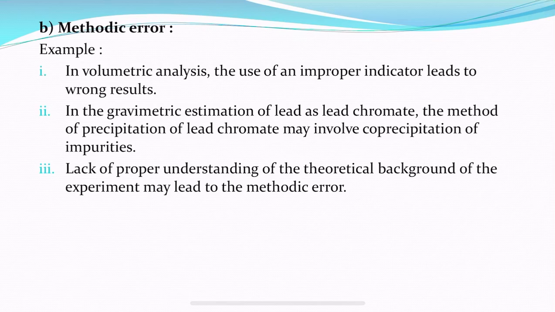See, suppose if the instrument is defective, then we can sort it out, or if there is some problem with the operative error, then also we can sort it out. But if the method or the experimental procedure itself is wrong, it is very difficult to identify it and also rectify it. Okay, so that is why generally it is very difficult to detect the methodic error, and hence it is most serious among the three types of determinate errors.